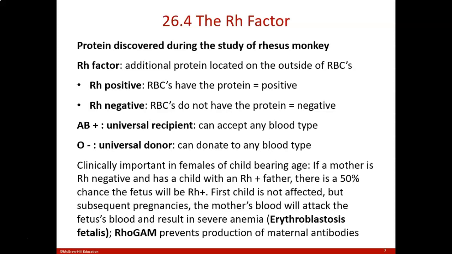And so there is a shot called RhoGAM, and it is sort of an artificial Rh factor, and it prevents the production of maternal antibodies with subsequent babies. So if we have an Rh negative mom, most moms will get a shot with any bleeding in the first trimester if it happens. If not, they give them one at about 28 weeks, and then one postpartum. What that's supposed to do is prevent the mother from making antibodies against the baby that might be positive. Okay.